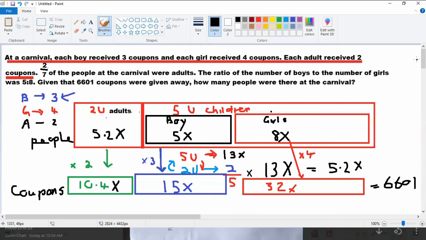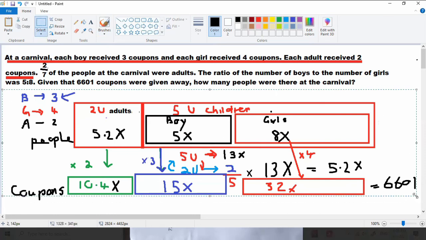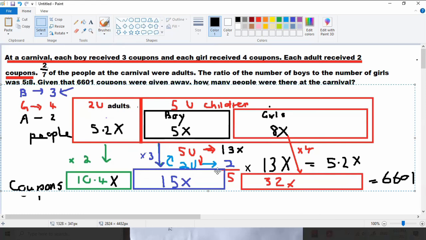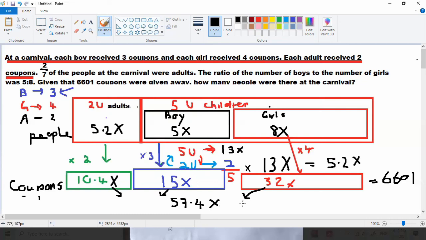Okay, so far in that case, next thing to do is go and solve the problem. Next thing to do is add up all these and find how many x you got. 10.4x plus 15x plus 32x. How many x you got? Because you add up all these, they are the total coupons given out. Calculator? 57.4. These are x.